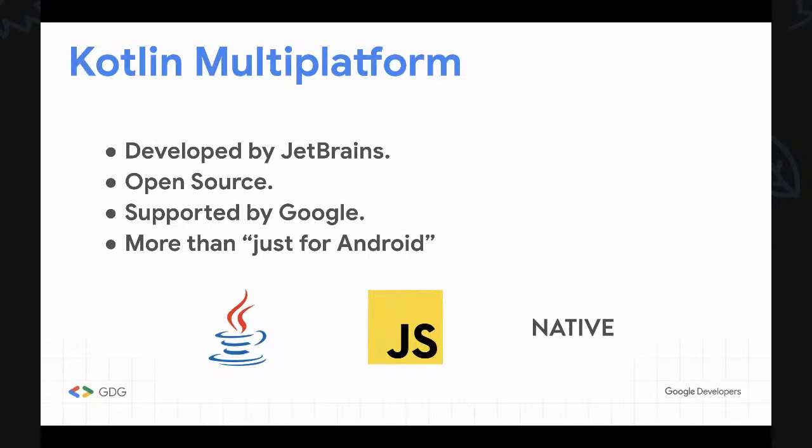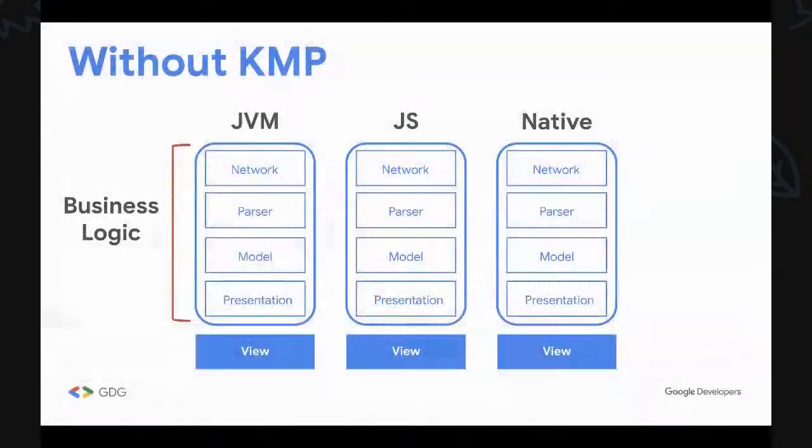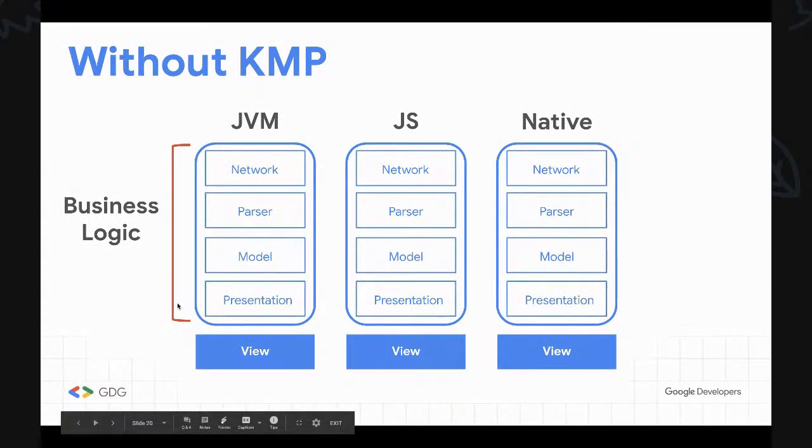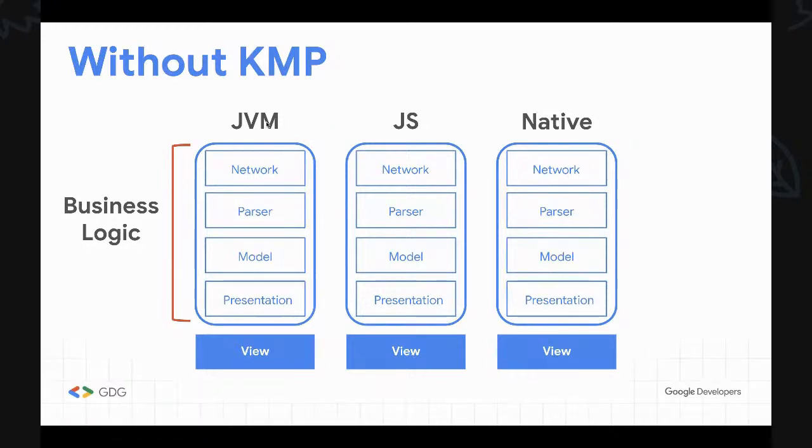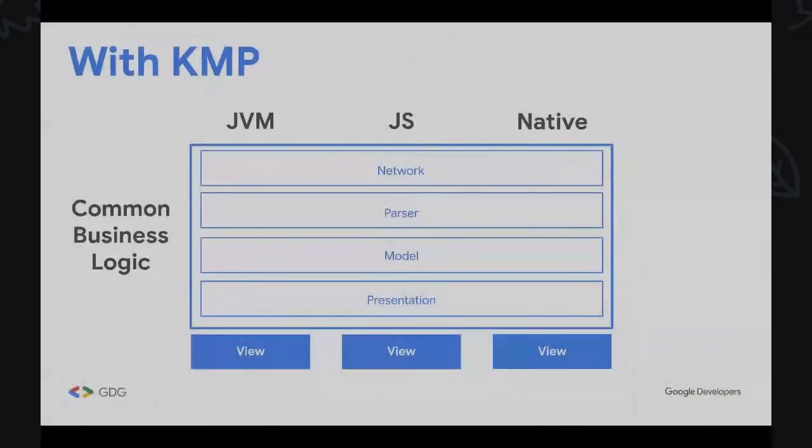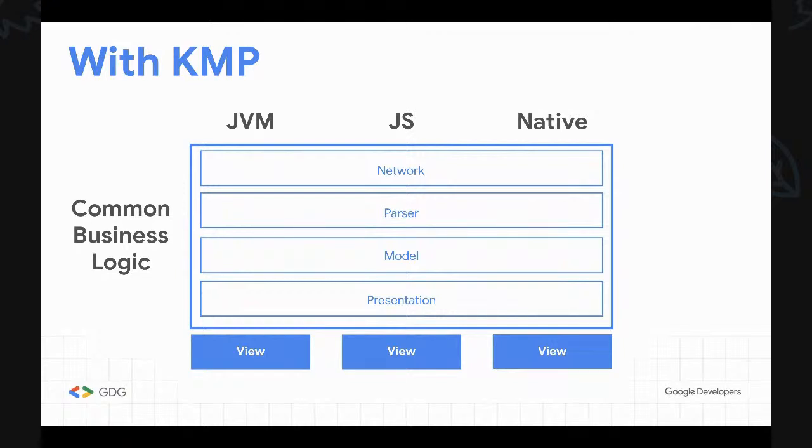For example, without using Kotlin Multiplatform, we need to code our business logic for each platform: for the JVM, which is the Java Virtual Machine, JavaScript platforms, and even native platforms. So we will code our business logic 3 times. But Kotlin Multiplatform provides us the ability to code a common business logic which will be shared between the 3 platforms.